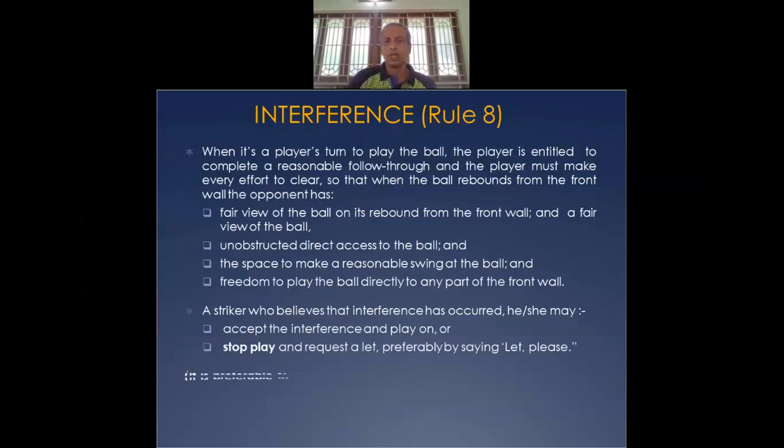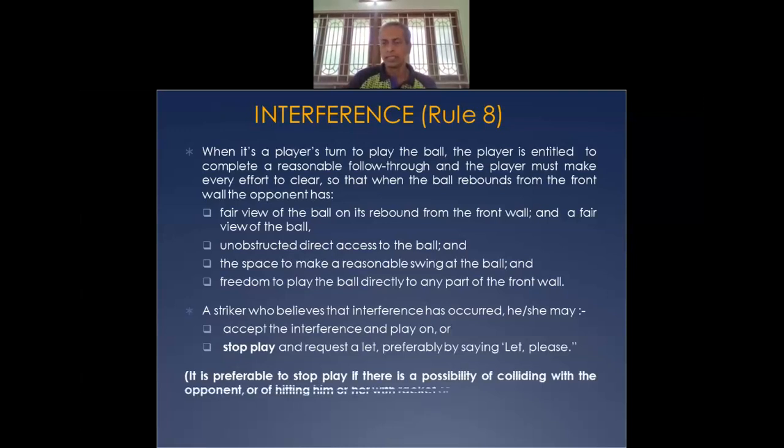So a striker who believes that interference has occurred may accept the interference and play on. Having accepted the interference, you'll have to go and play. You cannot appeal for a let later. Or, without accepting the interference, you stop play and request a let, and the referee decides whether it's a let, a stroke, or no let. So once you accept the interference, you have to play through. If you stop play, then the referee will make a decision.